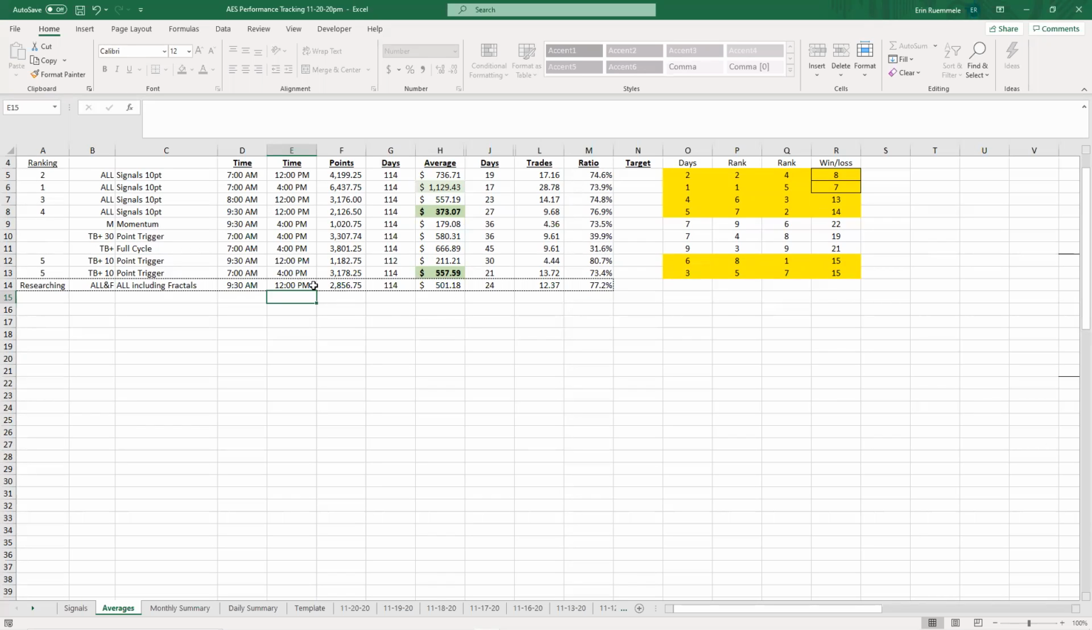So we have a variety of signals and a variety of timeframes that we track. All signals, trading every signal from 7 to 4, is the best performing at a little over $1,100 at an almost 74% win rate. So that's an average of $1,100 per day. We can look at that same exact time frame using this automation here and see what it would be with fractals. You can see it's about $1,400 a day, so it adds a little bit.